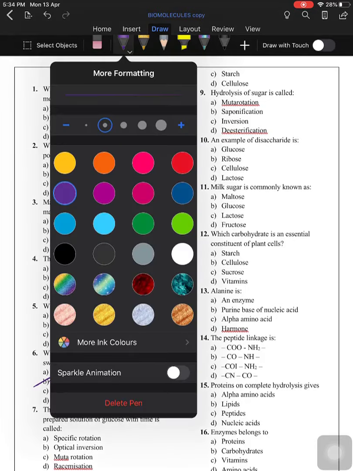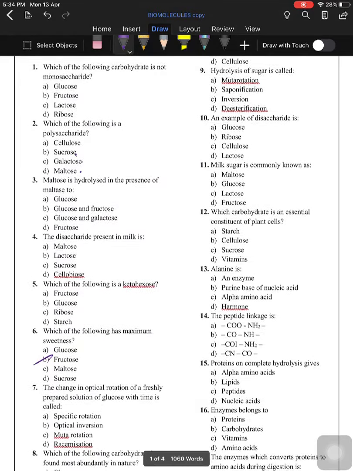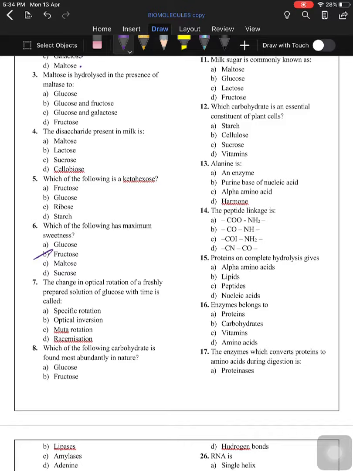Moving on to the next one: the change in the optical rotation of a freshly prepared solution of glucose with time is called as. Remember, the change in optical rotation means D becomes L and L becomes D. This rotation is called mutarotation. Mutarotation is nothing but a change in the optical rotation of glucose with respect to time. That's why it is called mutarotation.